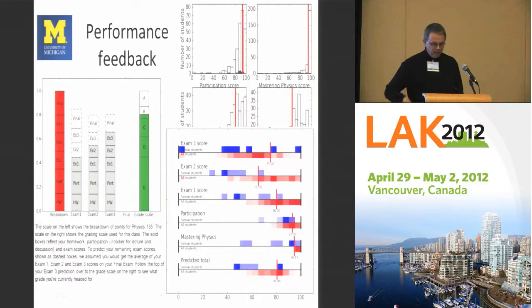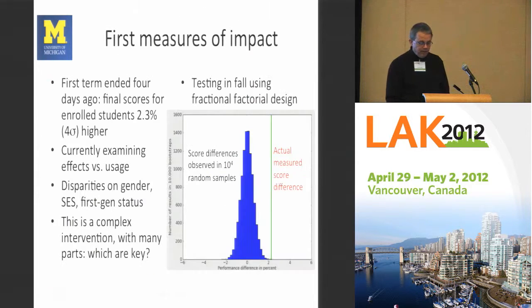So these variety of ways is also accompanied by a survey to ask them. Now, the first term ended 4 days ago on Friday, so we don't have a lot of results to show you yet, but I can say that students who were enrolled ended up with final scores in these classes 2.3% higher, and that's a full 4 sigma difference. Although it's not a very large difference, it's very clearly detected.